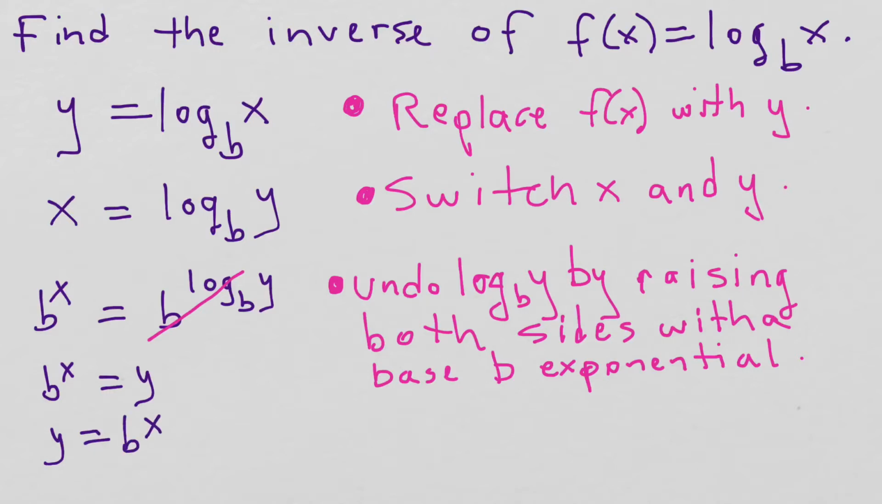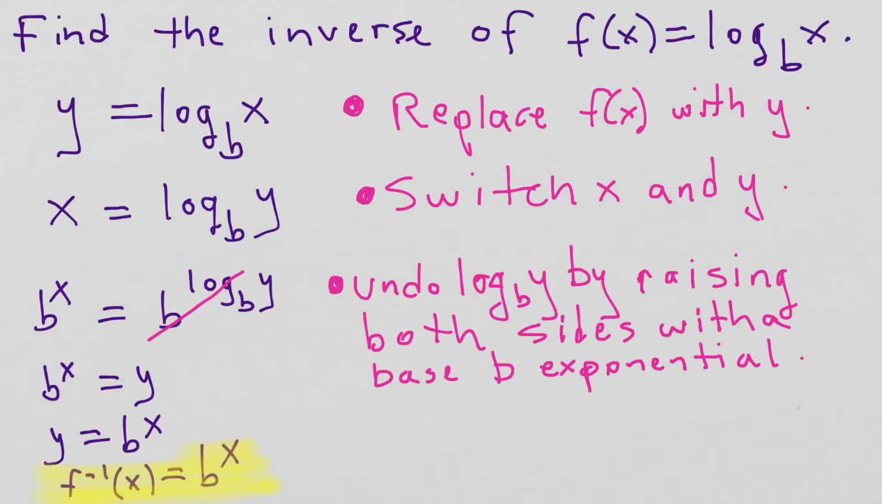And then the last thing we do is we replace y with f inverse of x. So f inverse of x then is equal to b to the x. So if I started out with f of x equal to log to the base b of x, and I want to find the inverse, I end up with f inverse of x is equal to b raised to the x power.